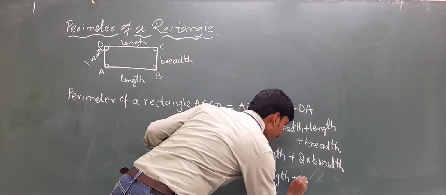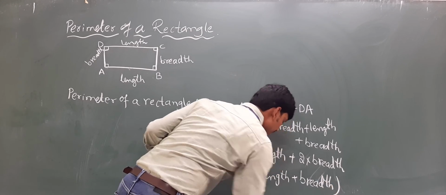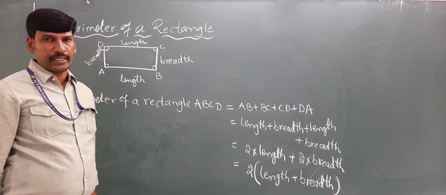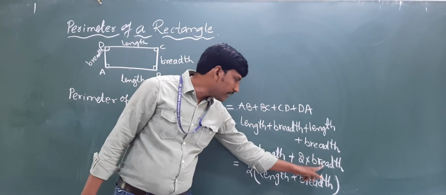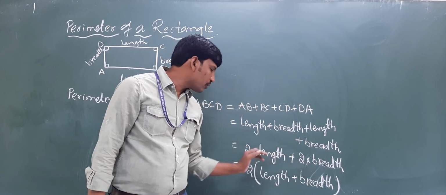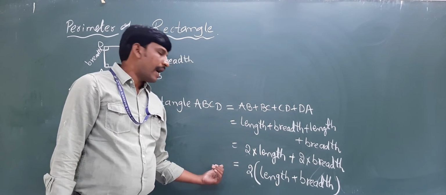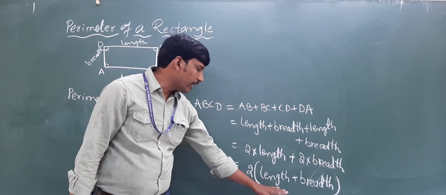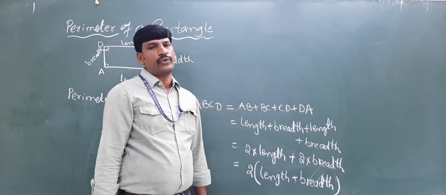Length plus breadth. B-R-E-A-D-T-H, breadth. Length L-E-N-G-T-H plus breadth. Because length is repeated 2 times and breadth also repeated 2 times, in these two values 2 is common. So I wrote 2 outside of the bracket, and inside the bracket I wrote length plus breadth. Okay? This is your formula.